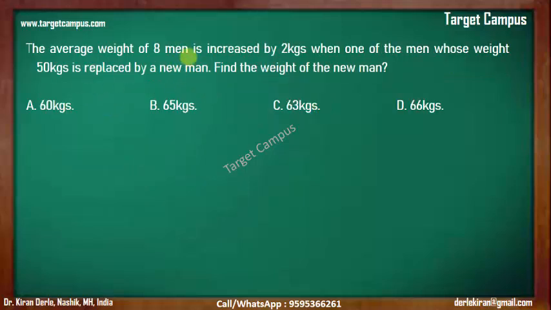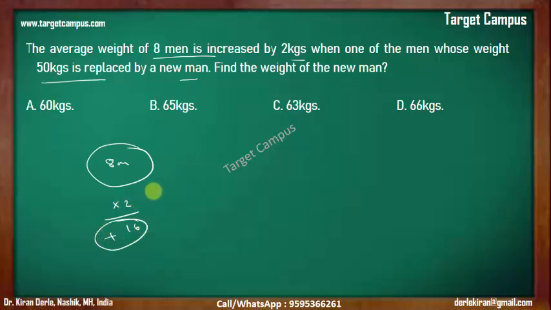The average weight of 8 men is increased by 2 kgs when one of the men whose weight is 50 kgs is replaced by a new man. Find the weight of the new man. Again, same example. There are 8 men in the camp. The average is increased by 2 kg, so the total increment is plus 16. Why has this happened? One of the men whose weight is 50 has gone out.